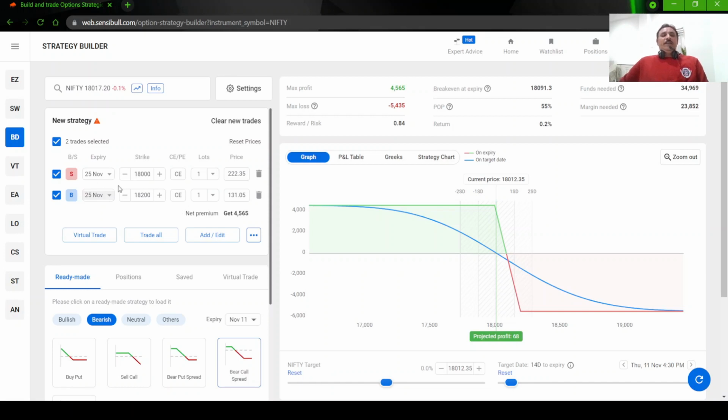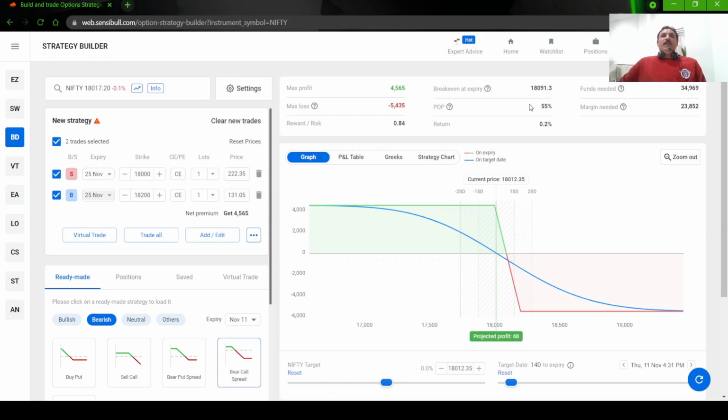So the bear call spread is selling a lower call and buying a higher call for the hedging. If the market goes down, this strategy will provide good profits. What is the profit? This bear call spread is a credit strategy. So whatever credit you are receiving, that credit is your max profit. Since it is a credit strategy, your max loss is higher than your max profit and you have a very good probability of profit because your break even is much higher. Since you are getting a credit, your break even is much higher.